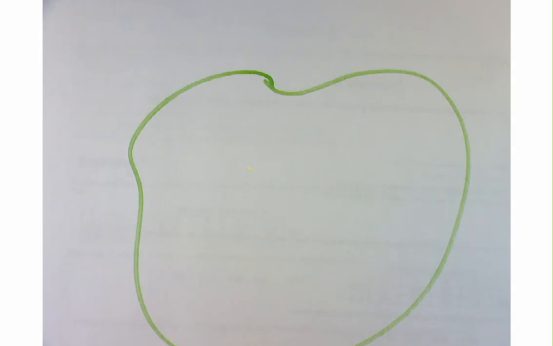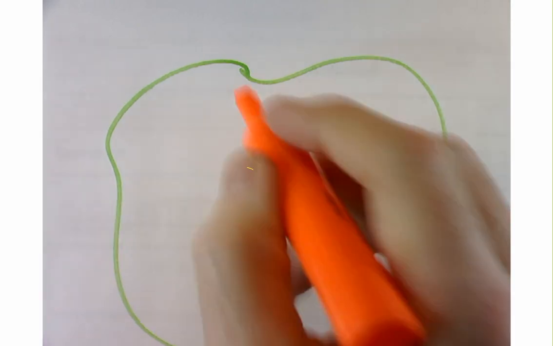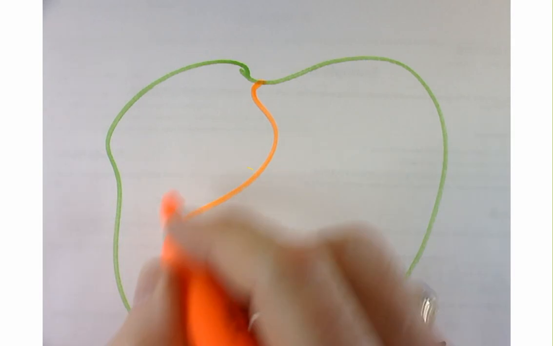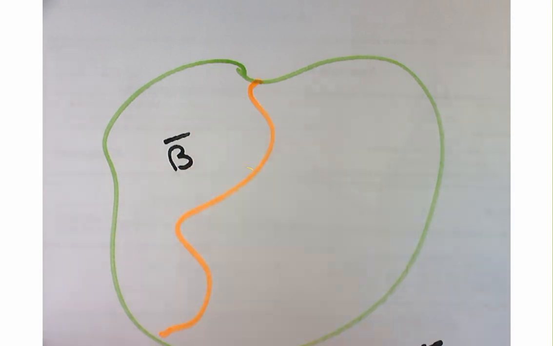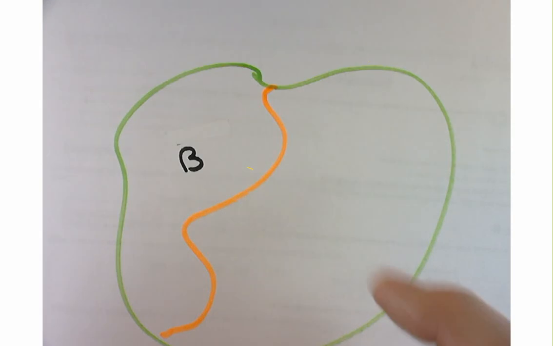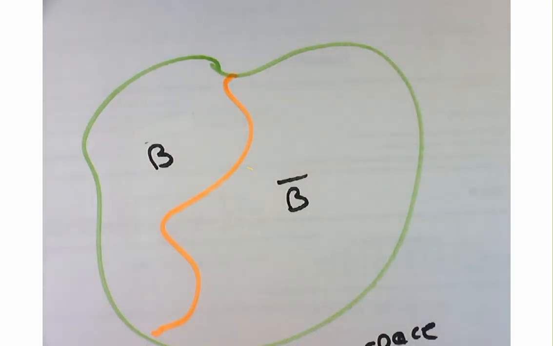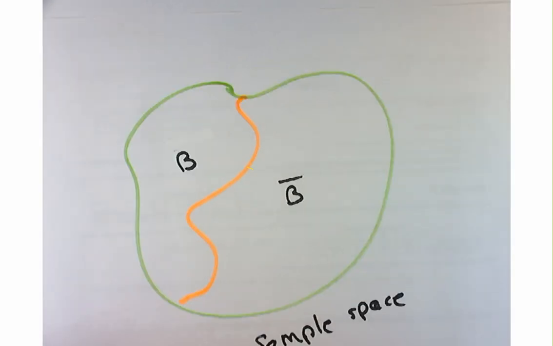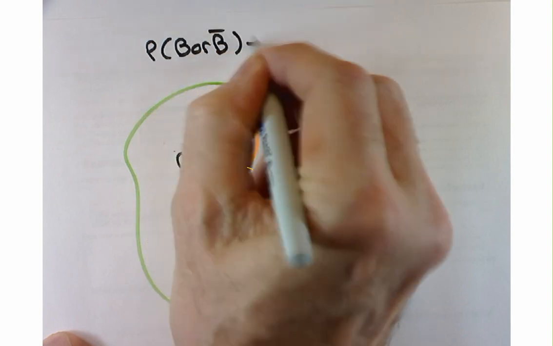So this could be our sample space, and something's going to happen. It could be event B here. Oops, not event B bar. How about event B? And then the other part of this would be B bar. So you're one or the other. So the question is, what is meant by probability of B or B bar equals 1?